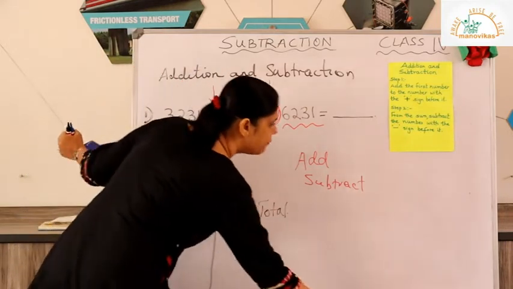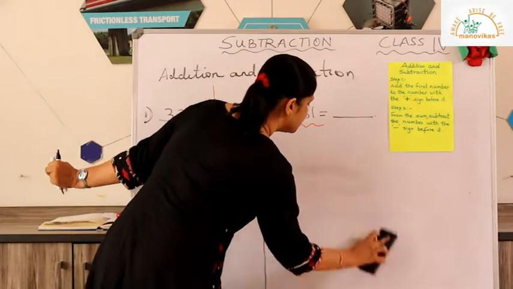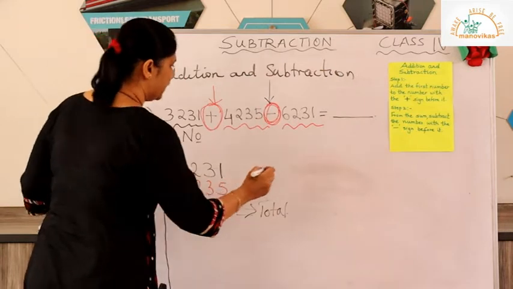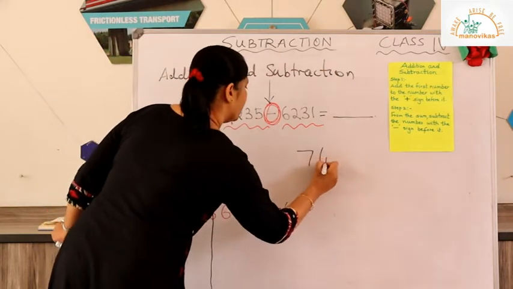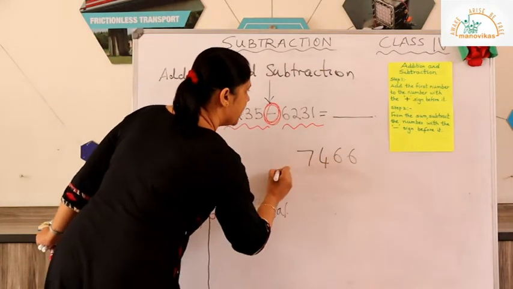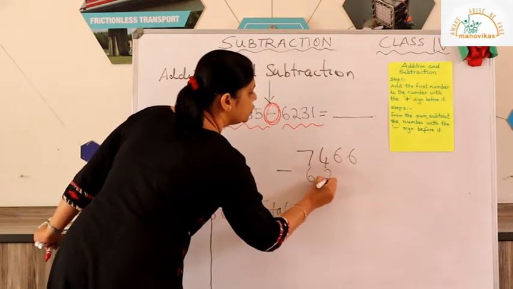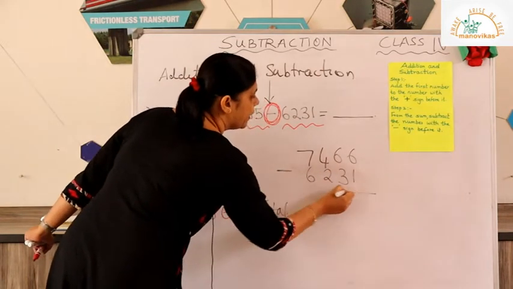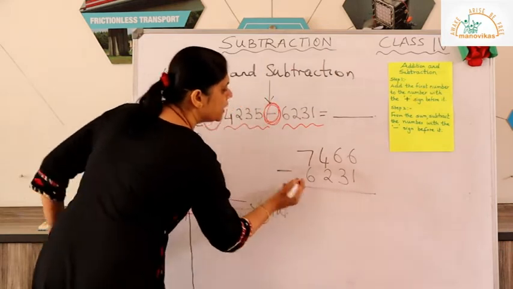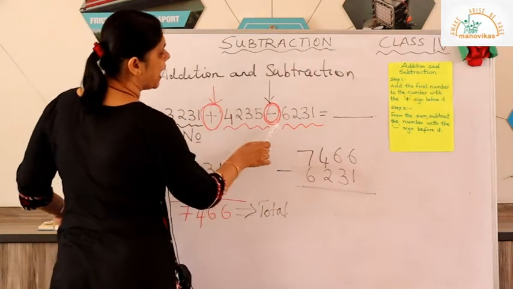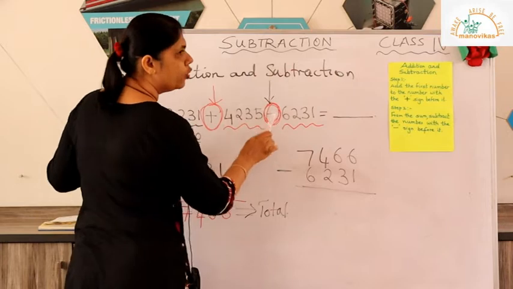So now we will first write the total. What is the total that I have got? What is the total, children? Please read out to me. Yes, 7466 minus 6231. And why I have taken this 6231? Because it has a minus sign before it.